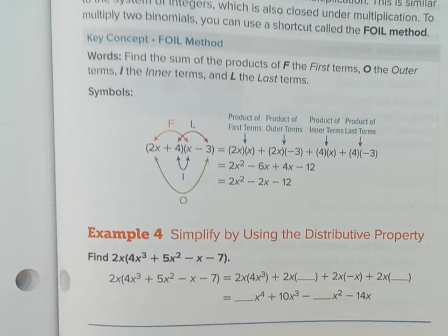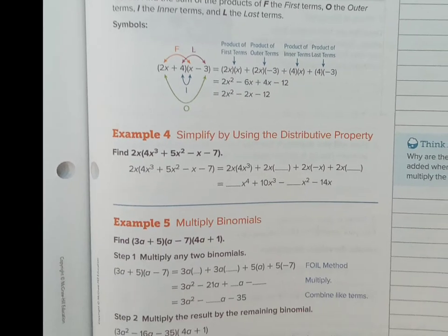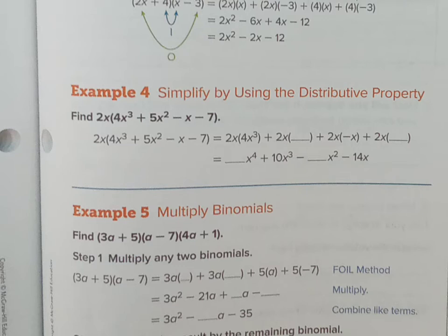Someone asked about the other one. Yes, you should always simplify as far as you can. All right, but make sure you're distributing, right? And so that's what this one is. It's just the distributive property. We're just taking the 2x and multiplying it by everything.